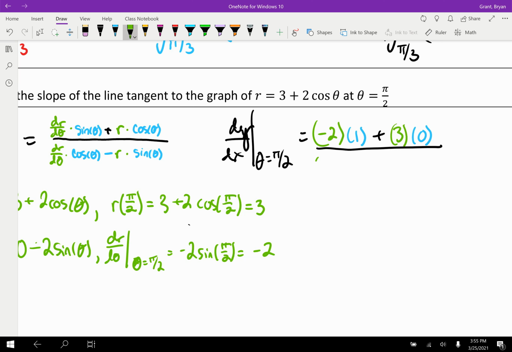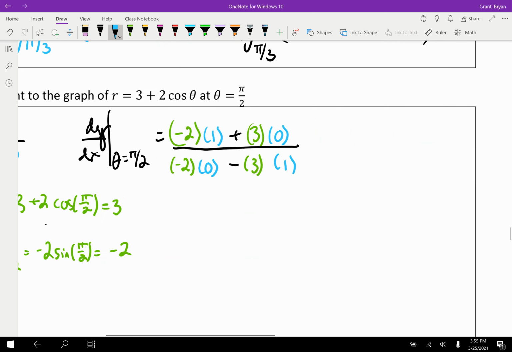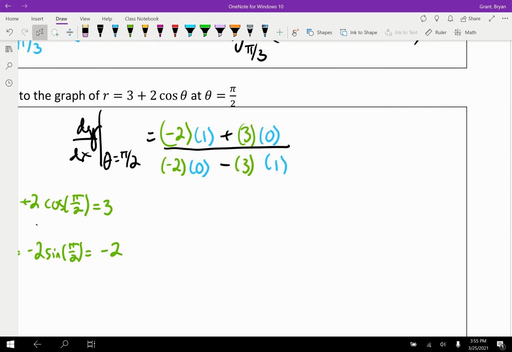Dr d theta was again negative 2. Cosine of theta is 0 minus, and then we have our 3 again, and then sine of theta is 1. And don't forget, technically you are done right here. You can simplify this if you would like, right? It looks like the top simplifies to negative 2 and the bottom to negative 3 or positive 2/3.